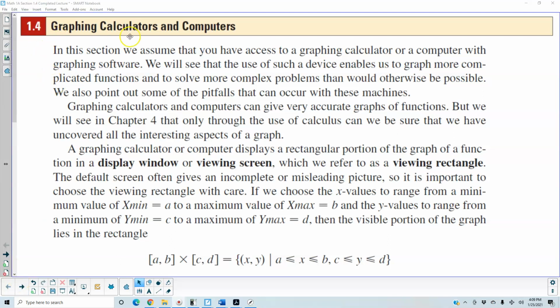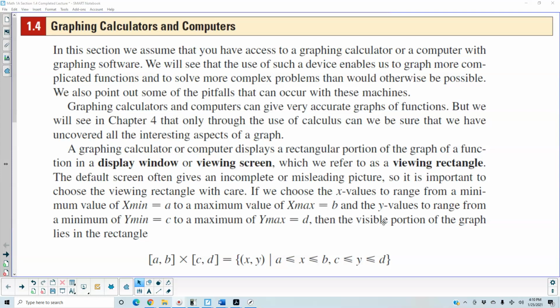1.4 Graphing Calculators and Computers. In this section, we assume that you have access to a graphing calculator or a computer with graphing software, which we can use Desmos. Now, we will see that the use of such a device enables us to graph more complicated functions and to solve more complex problems than would otherwise be possible.